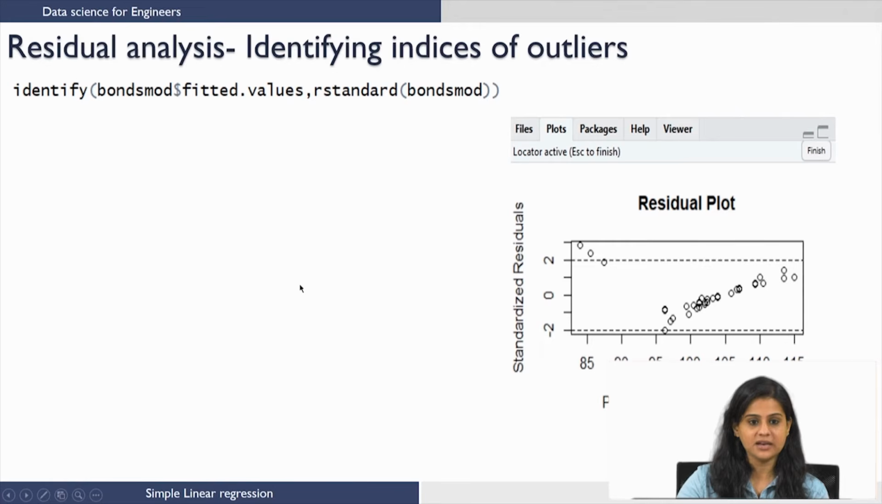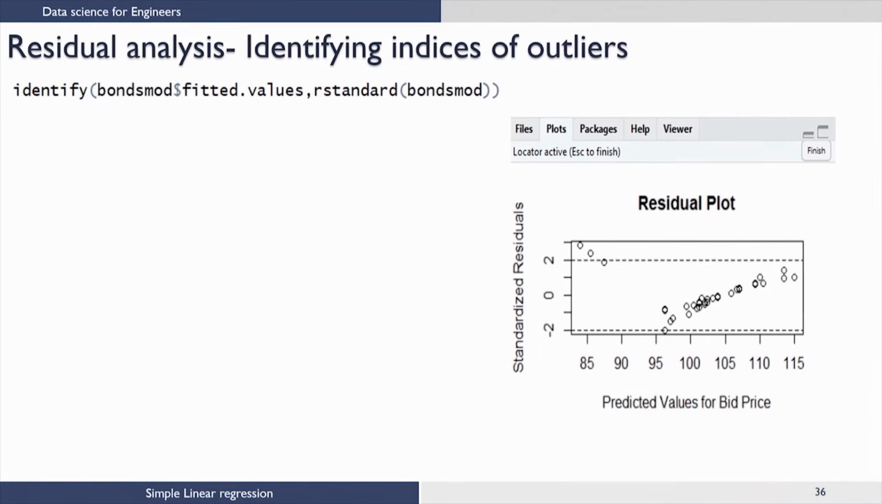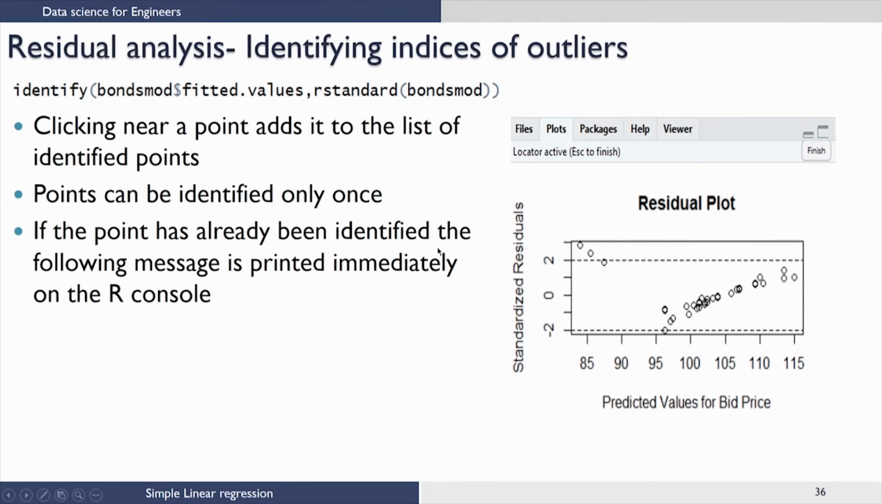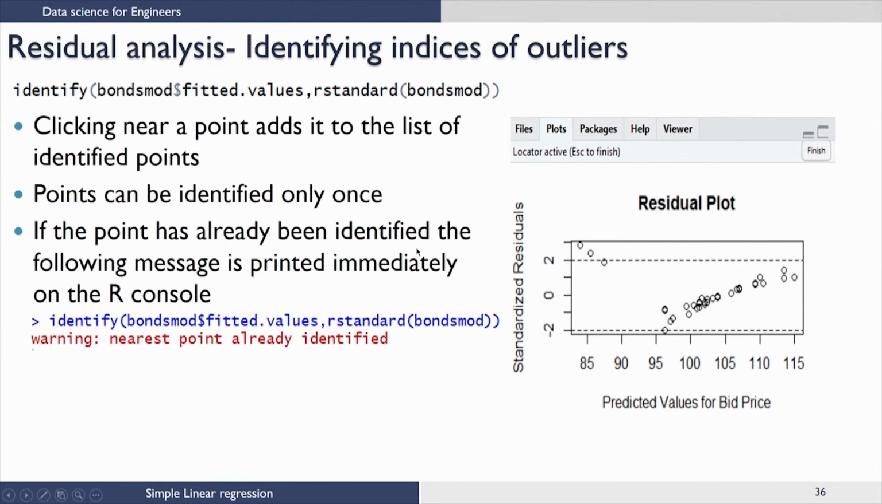I am displaying the command above to remind you that we are using fitted values and standardized residuals to identify. Clicking near a point adds it to the list of the identified points. If I click near this point, it is going to identify this point and store it. All these points can be identified only once. If a point has already been identified and you still click near it, you will get the following message.